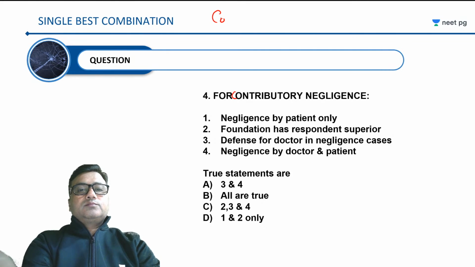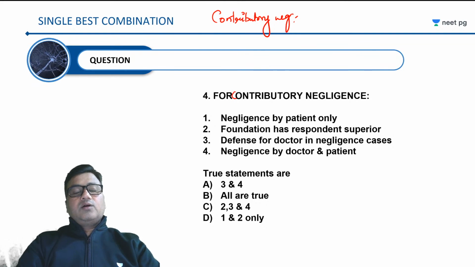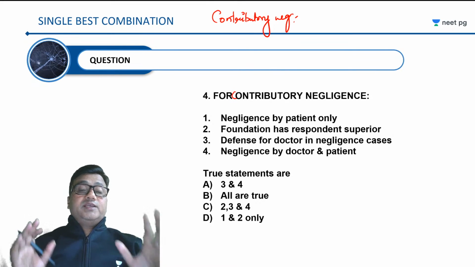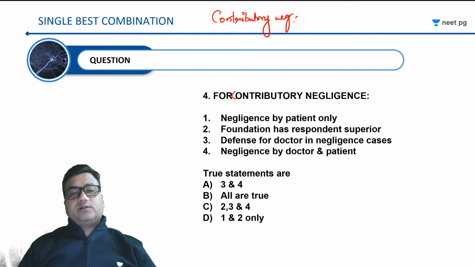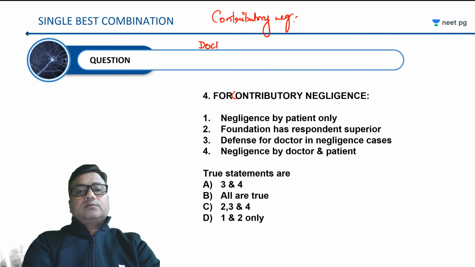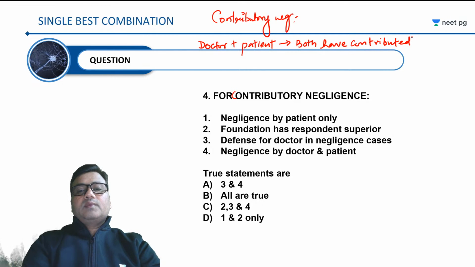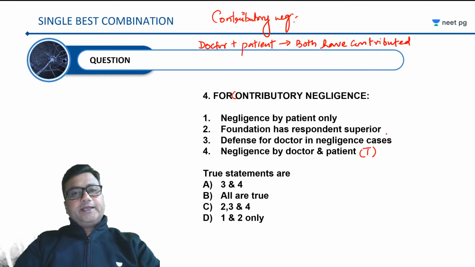So if we talk about contributory negligence, it is a scenario where the patient has contributed to the negligence of a doctor. So doctor plus patient both have contributed to negligence, which means option number 4 is a true statement. Correct?